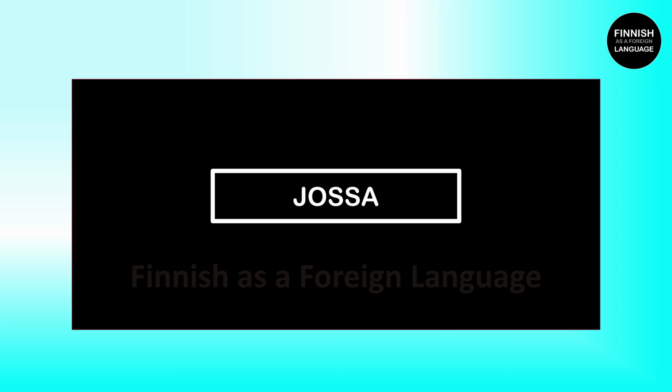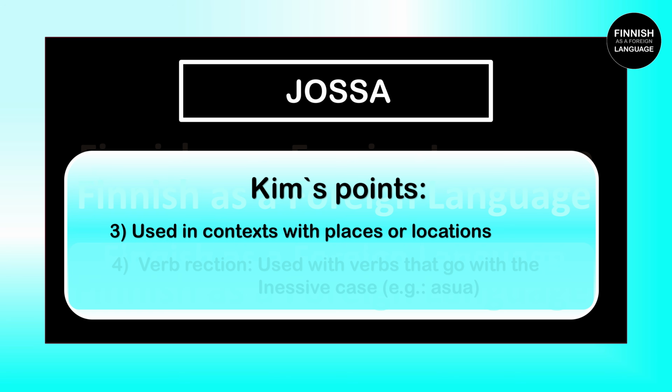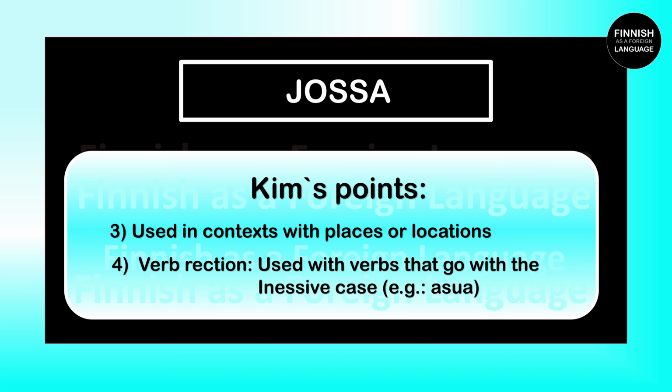Now we carry on with jossa, which can be translated as in which or where. We use jossa, which is the inessive case of joka, when we want to refer to places or locations or for verbs that go with the inessive case.